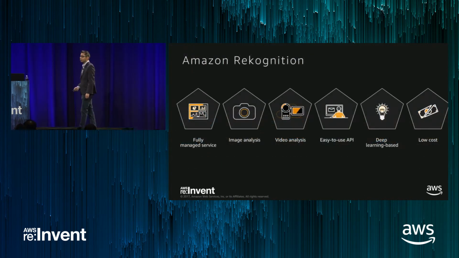So now with these launches, you get the benefits that Amazon Rekognition offered in both image and video. You get an easy-to-use, deep learning-based service. It's cost-effective. It's scalable. It's all the usual stuff that you've come to expect of a good AWS service.